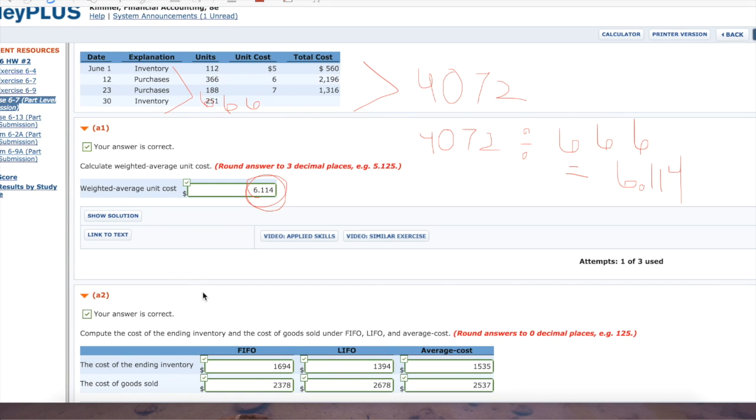And next we're going to solve for the cost of the ending inventory for FIFO, which is first come, first out. So we are going to take 188, which is the units on June 23rd, and we are going to multiply it by the unit cost, which is 7, and that's going to bring us to 1316.